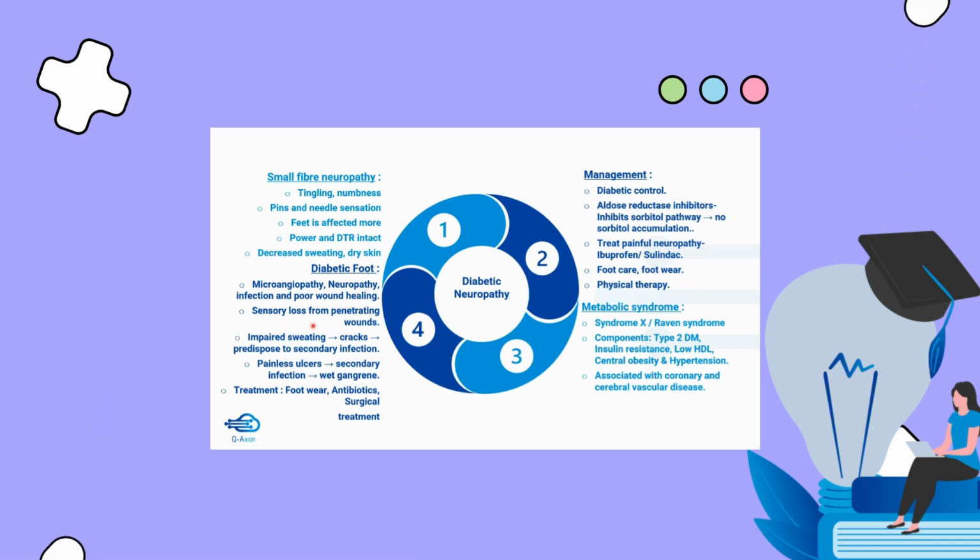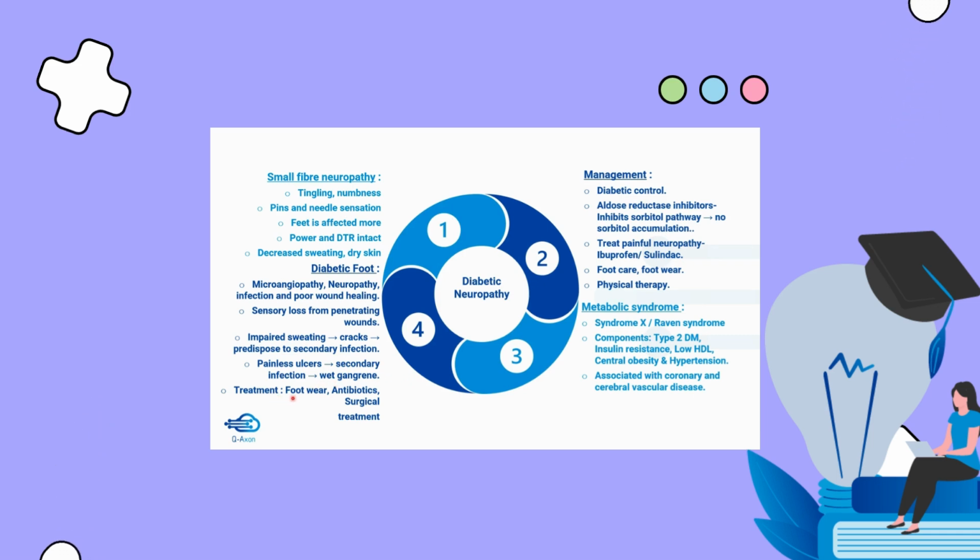Plus, sensory loss actually leads to formation of penetrating wounds. Then, as already said, it also leads to damage to autonomic nerve fibers, so it also leads to impaired sweating and cracks, which predispose to secondary infection. So there is a formation of painless ulcers which can get secondarily infected, and this leads to wet gangrene.